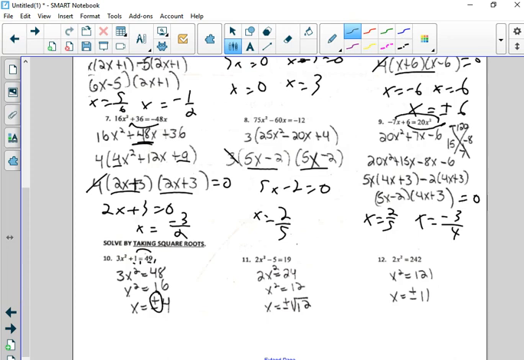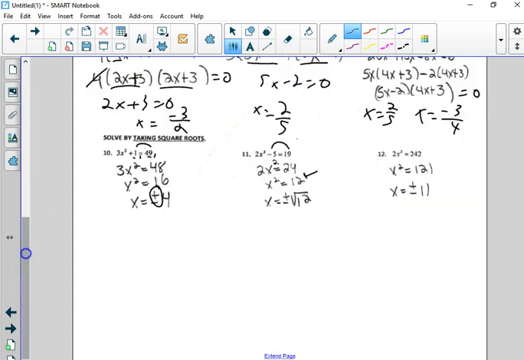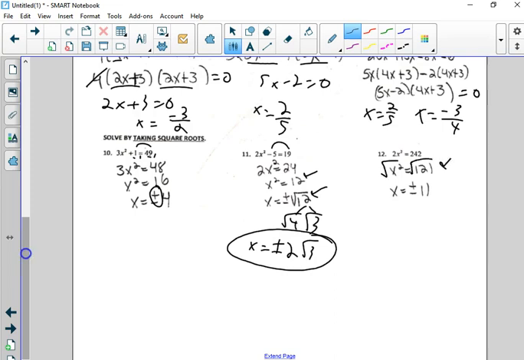For 11, you add 5 to get 24, divide by 2 to get 12, and actually that's not correct either, got to go further. This breaks down to 4 and 3. So technically it's plus or minus, square root of 4 is 2, root 3. That's your answer. This is correct, but not completely correct. If you divide by 2, you get 121, square root both sides, plus and minus 11.